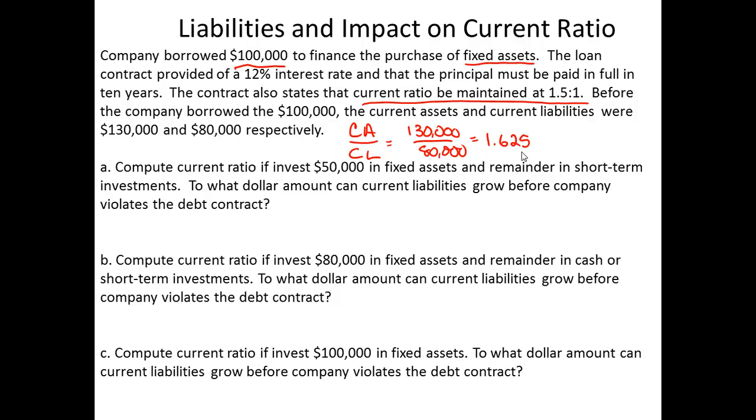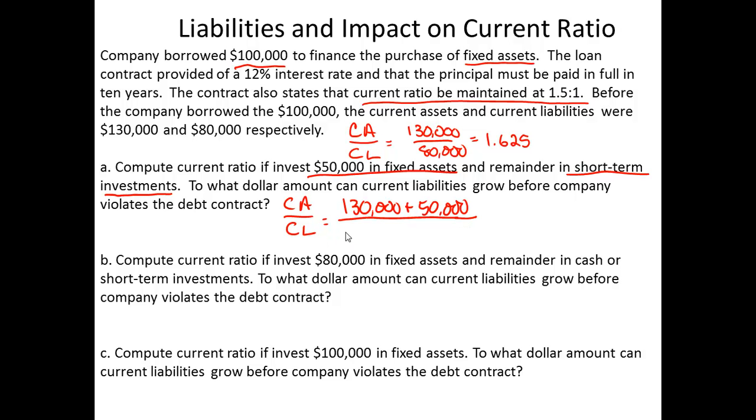1.625. Now, we're going to take out the loan of $100,000, and it says we're going to put $50,000 in fixed assets, and the remainder is going to be short-term investments. Well, a short-term investment is a current asset, so our current assets are going to grow from $130,000 plus the difference between a $100,000 loan and $50,000 in fixed assets, which is $50,000 in short-term investments.